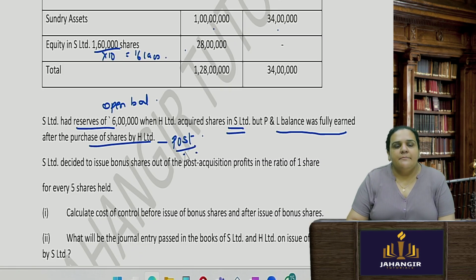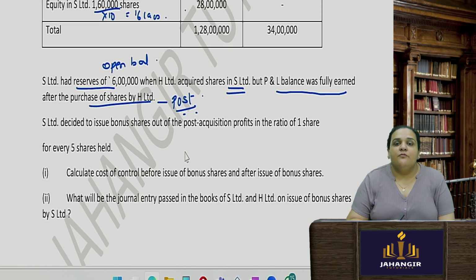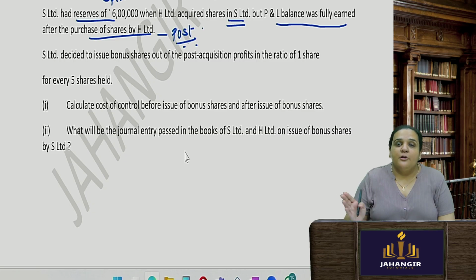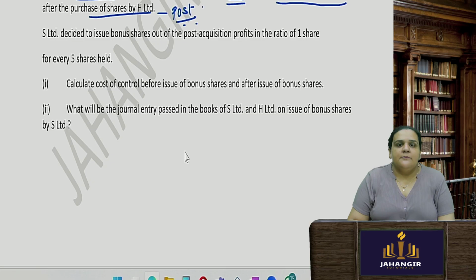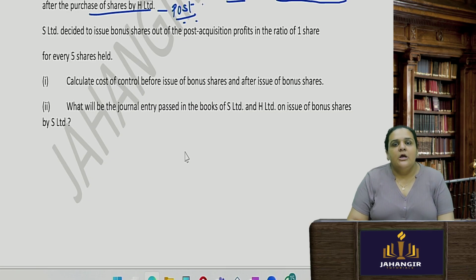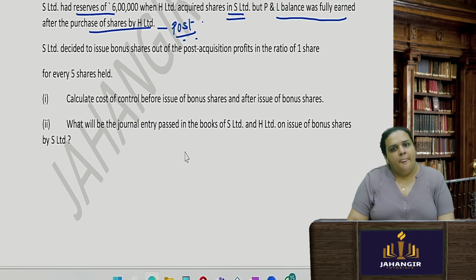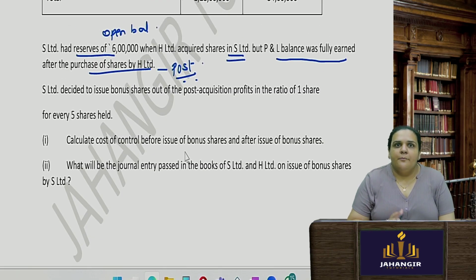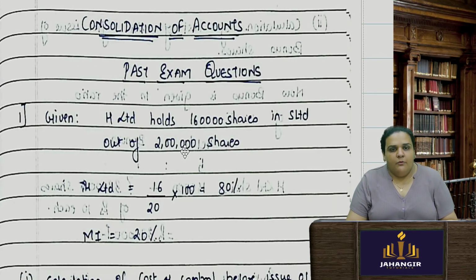S Limited then decided to issue bonus shares out of the post acquisition profit in the ratio of 1 share for every 5 shares held. Calculate the cost of control before the bonus shares and after the issue of the bonus shares. What will be the journal entry passed in the books of S Limited and H Limited on issue of bonus shares by S Limited? Why S Limited can give bonus, no? If S Limited will give bonus, even H Limited is the shareholder, even they will get the bonus. But we will first do cost of control before the bonus shares and then I'll explain you what is bonus shares, how to calculate that.